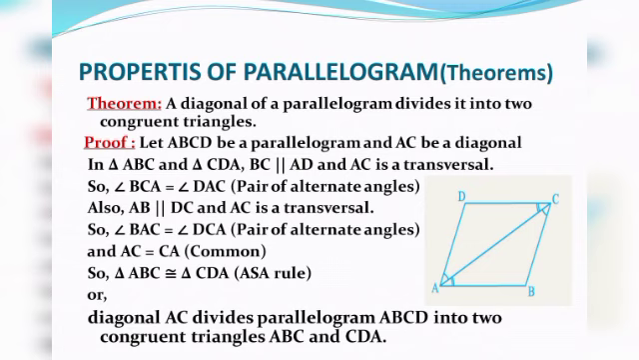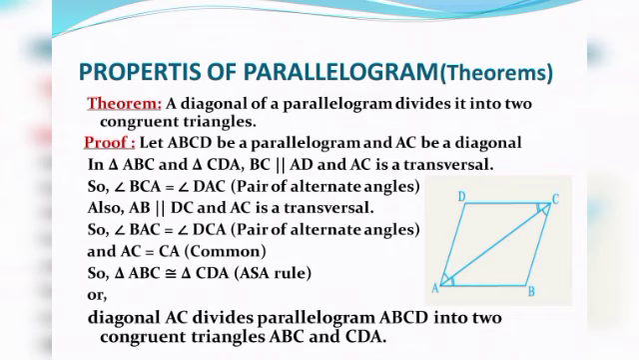In that, the first property is: a diagonal of a parallelogram divides it into two congruent triangles. Let's prove this theorem. Just look at the figure. What do you observe? Let ABCD be a parallelogram and AC be a diagonal. Observe that the diagonal AC divides parallelogram ABCD into two triangles, namely triangle ABC and triangle CDA. We need to prove that these triangles are congruent.